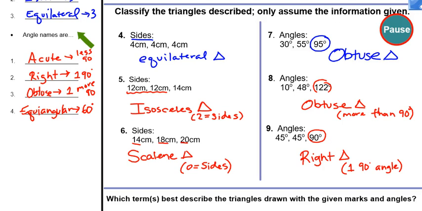Now what I want you to do is pause again one more time and jump down and try questions A, B, C, and D. Name the picture as best you can given the markings that are on the picture. And then I will catch up with you and we'll check how you did.